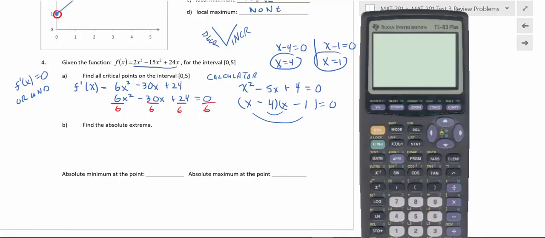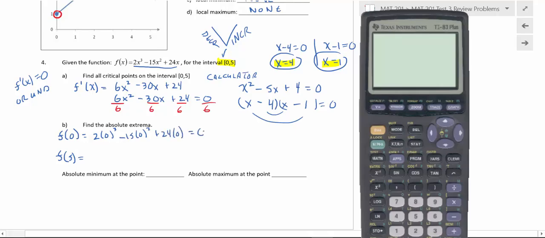Now we're going to find the absolute extrema. Now you have to show this. Also, you want to notice that I've given you an interval, and these critical values have to be in the interval. So since 4 and 1 are within that interval, then they are possible absolute extrema. So then what I'd want to do is I'd want to see that you do this. You can use your calculator to assist you a little bit with this. But first of all, you're going to do the endpoints. You're going to do f of 0, and then you're going to do f of 5. So I'm going to go 2 times 0 to the third minus 15 times 0 to the second plus 24 times 0.